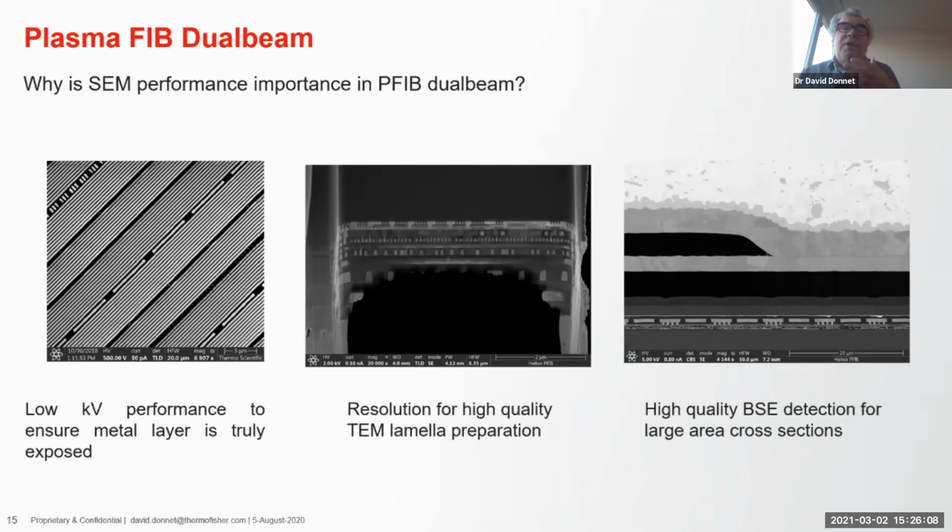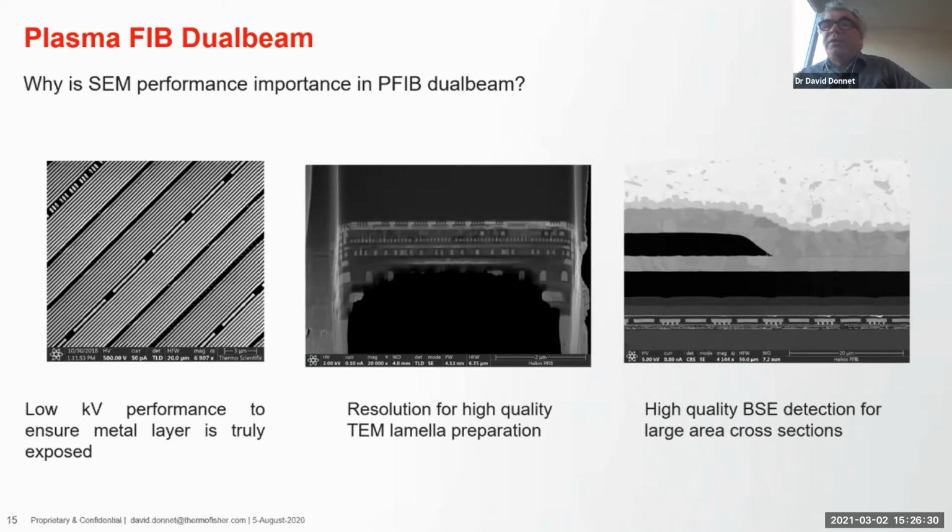So if we image such a delayered sample with 2 kV or 5 kV, we can see straight through the dielectric. And of course, we see the metal, but physically the dielectric is still there. And if you're trying to do nanoprobing, then that would be quite an issue.